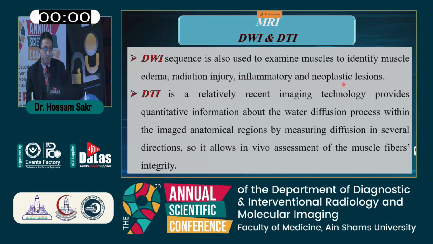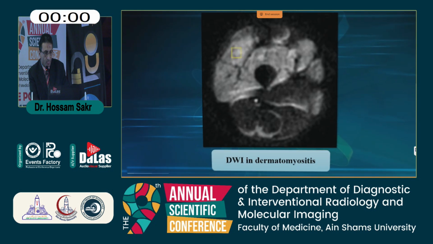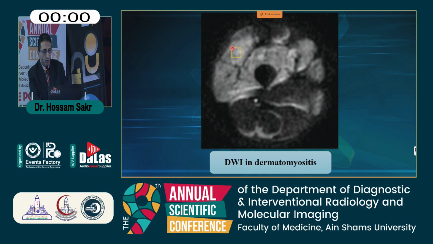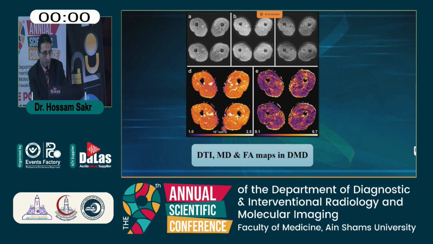In diffusion weighted images and diffusion tensor imaging, the diffusion weighted image sequence is used to examine muscle to identify muscle edema, radiation injury, and inflammatory and neoplastic lesions, while DTI is a relatively recent imaging technology that provides quantitative information about the water diffusion process within the imaged anatomical region by measuring diffusion in several directions. It allows in vivo assessment of muscle fiber integrity. In dermatomyositis, the diffusion is restricted with high signal in diffusion weighted images, and these are the maps we can acquire with diffusion tensor imaging, MD and FA maps.